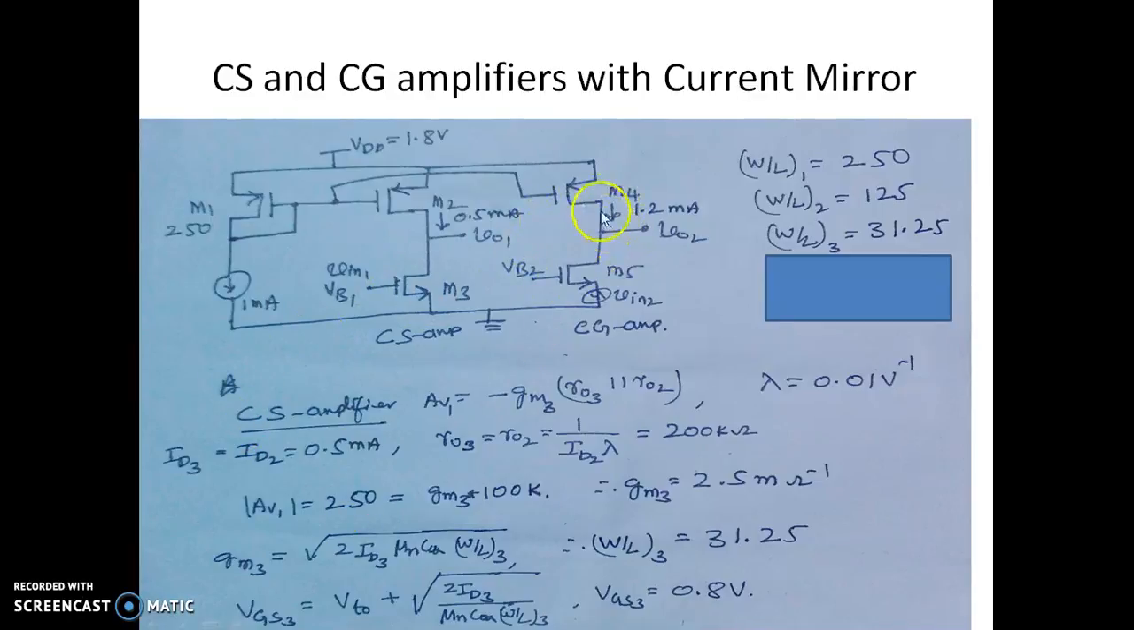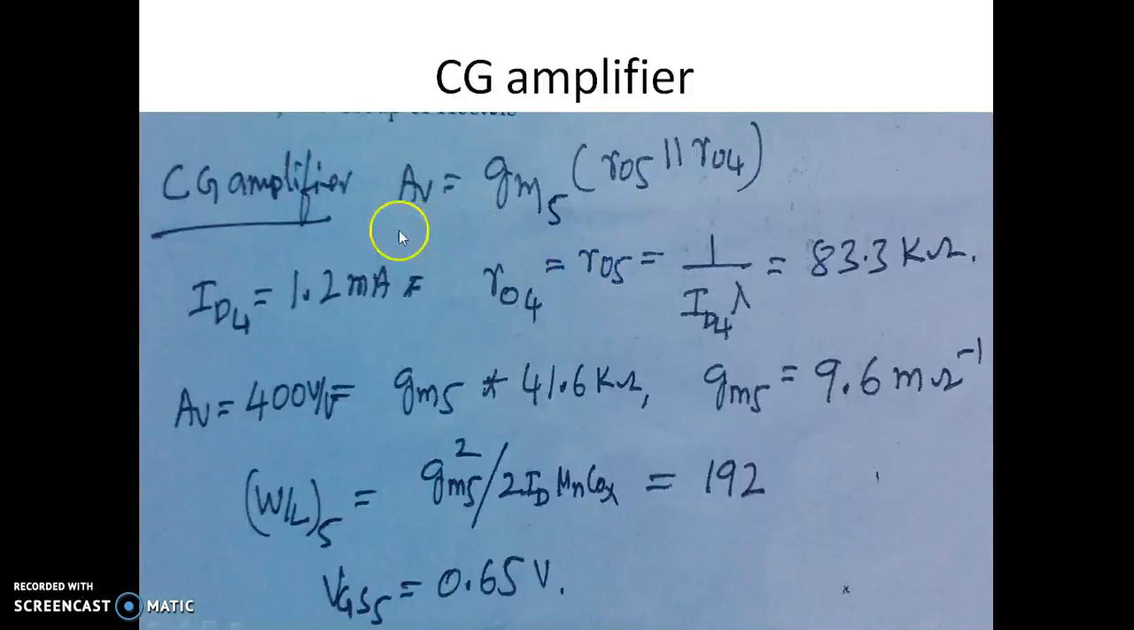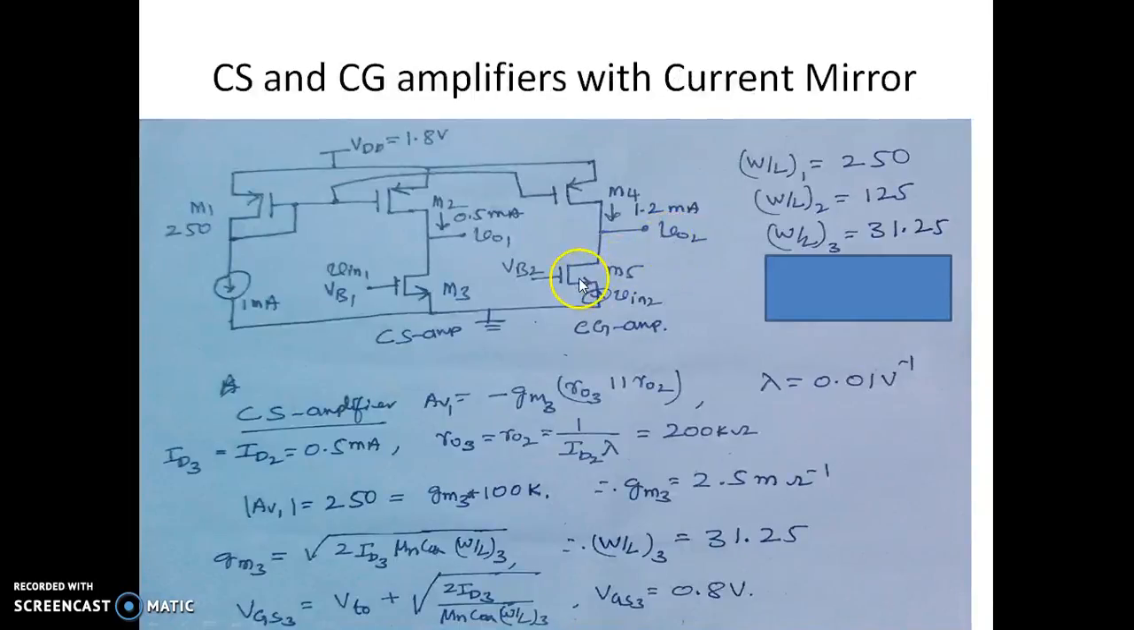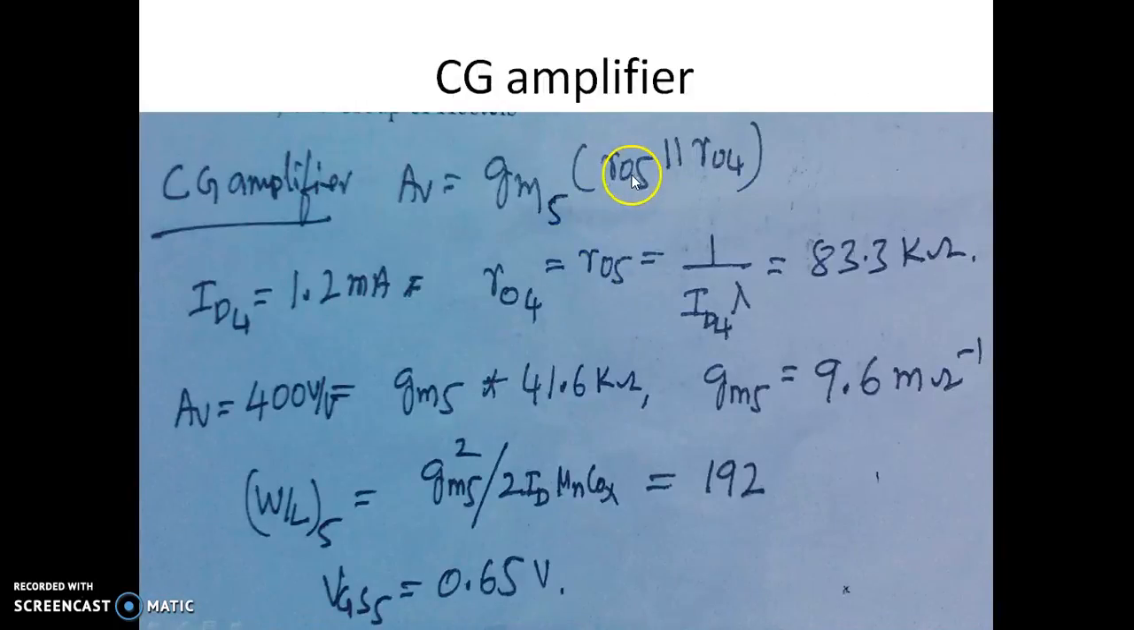Now similarly, we have to find the dimensions of this M5 to have a gain of, okay, let us find out what the CG amplifier gain is. The CG amplifier gain expression is gm5 multiplied by r05 in parallel with r04, as we can see in the circuit diagram. This is M5, which is responsible for the transconductance, and the output resistance Rout is given by the parallel combination of r04 and r05. So that is the expression for the gain of a CG amplifier, which is given over here.